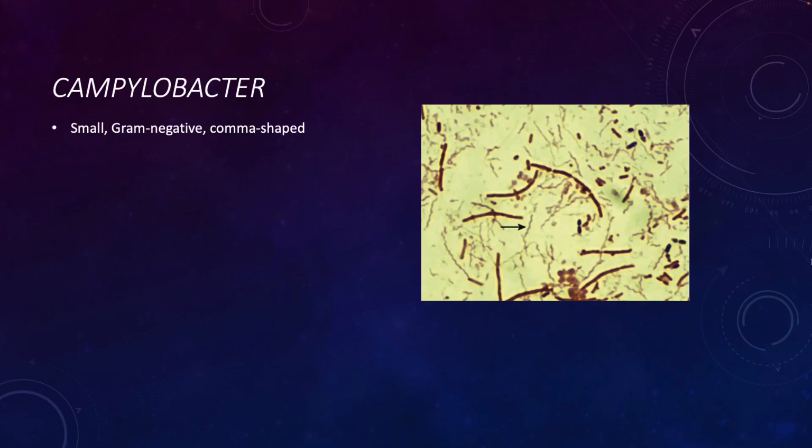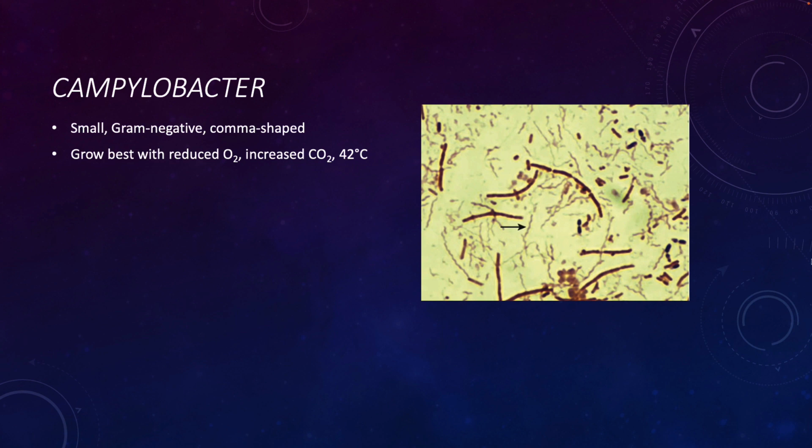The genus Campylobacter also contains small gram-negative comma-shaped bacteria, but in contrast to something like Vibrio, Campylobacter are even smaller. They are very, very small. In fact, they will pass through a 0.45 micron filter, which for a long time made people think Campylobacter infections were caused by a virus, because they couldn't capture them in that standard bacterial filter.